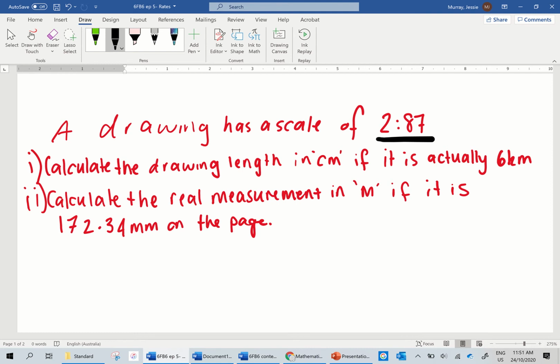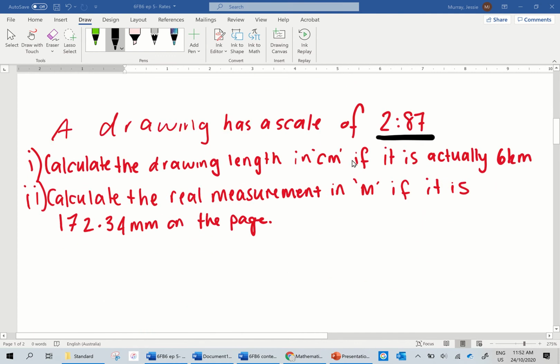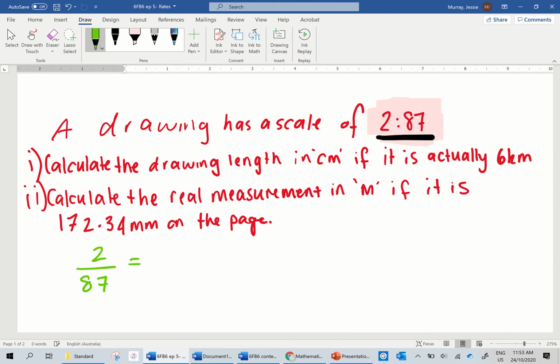Part 1 says calculate the drawing length in centimeters if it is actually 6 kilometers. So pause the video here if you like and give it a go. Otherwise, I will talk through it now. So we're going to use this formula in green here. It says that the scale factor is equal to the length of the drawing over the real length. Our scale factor is what they've given us here, 2 to 87. Now remember, as a ratio, it's the same thing as writing it as a fraction. So here's my scale factor, and that's equal to the length on the page, which is what I need to find. They want to know what is the drawing length, and they've given me 6 kilometers.